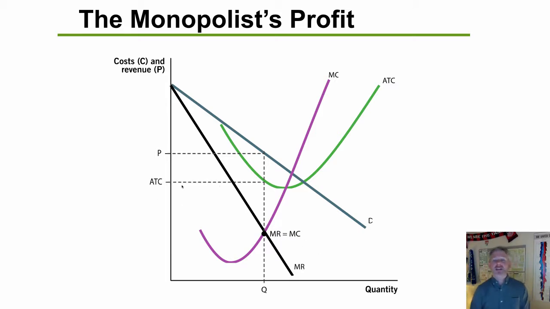At that quantity, average total cost is here. And so this is the monopolist's profit at that quantity. So notice the profit is determined by the average total cost curve.